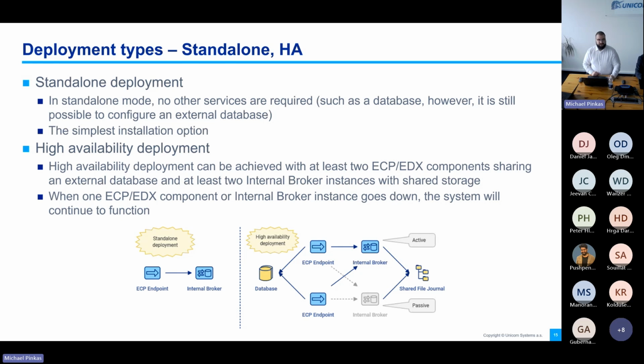The biggest advantage of the high availability deployment is that when one component goes down, the system will still continue to function because there will be another component that will take over.